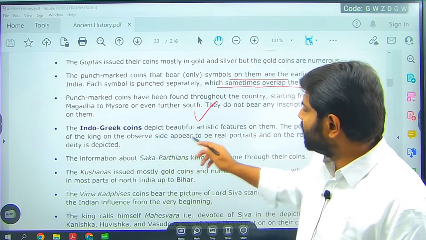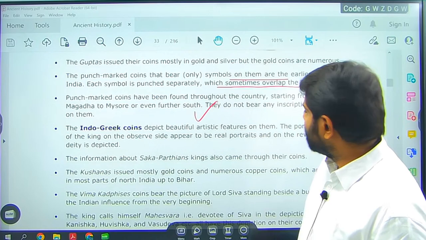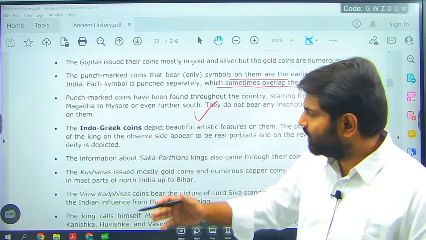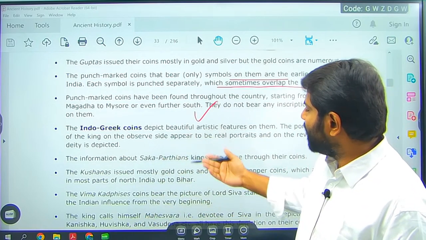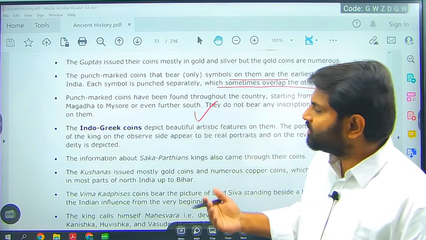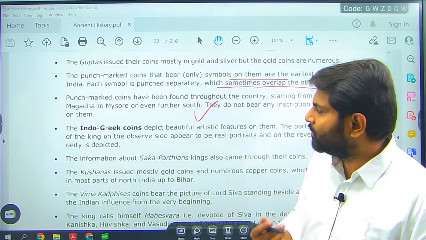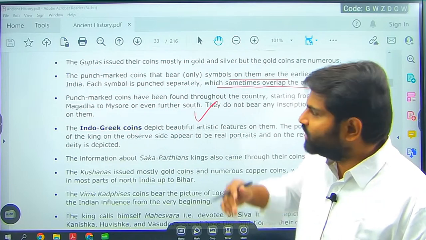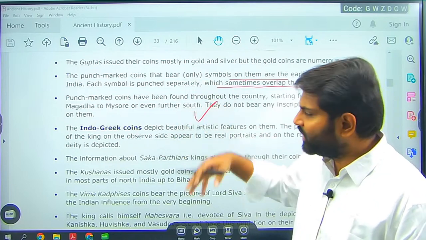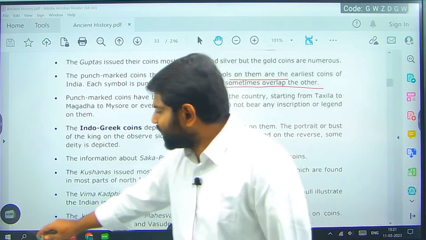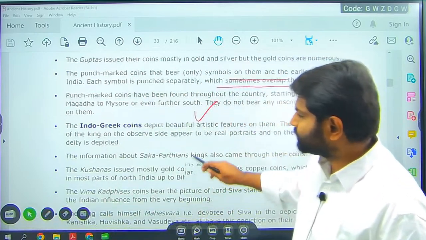Indo-Greek coins depict beautiful artistic features, right? The portrait of the bust of the king on the obverse side appears to be a real portrait, and on the reverse some deity is depicted. So initially punch marked coins had some symbols, then the king, and on the backside of the coin, some deities.